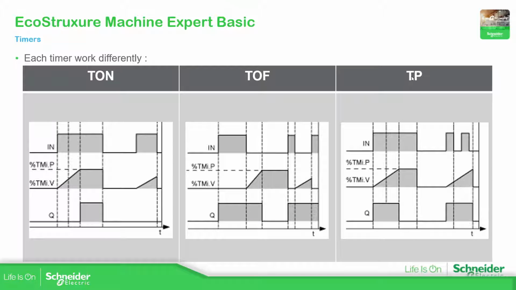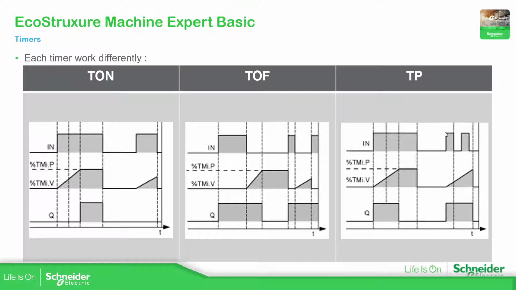And the last one is the TP. Basically, when we activate the input, as you can see, the output will be activated, but the duration of the output being true will depend on the value that we have configured on the preset. So when the input is activated, the output is also activated. You can see the internal value of the timer start rising until it reaches the preset. And when it reaches the preset, the output goes from 1 to 0. It doesn't matter what the value of the input is, because it just generates a pulse on the output.